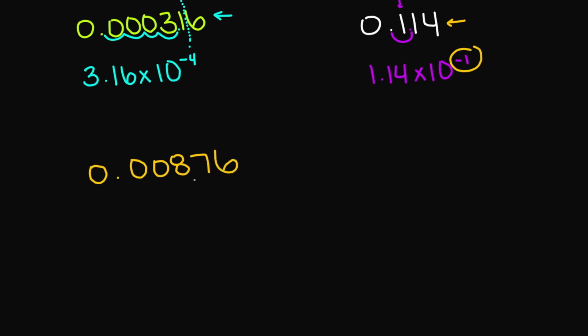And let's try 0.00876. This is my standard form. How do I write this in scientific notation? Well, I'm going to go to my right. I'm going to do 1, 2, 3, and it puts us right here between the 8 and the 7. So in scientific notation, this is going to be 8.76 times 10 to the negative 3rd power.